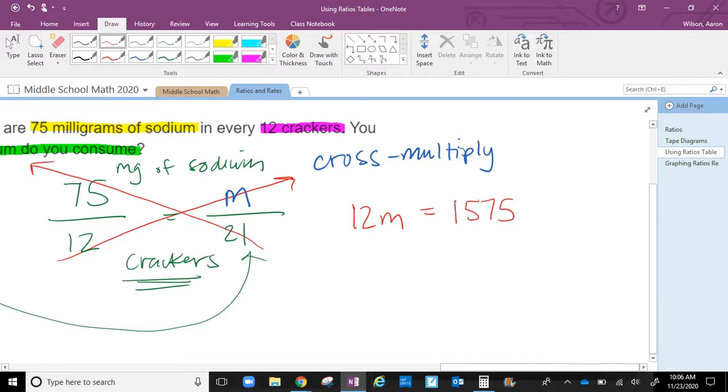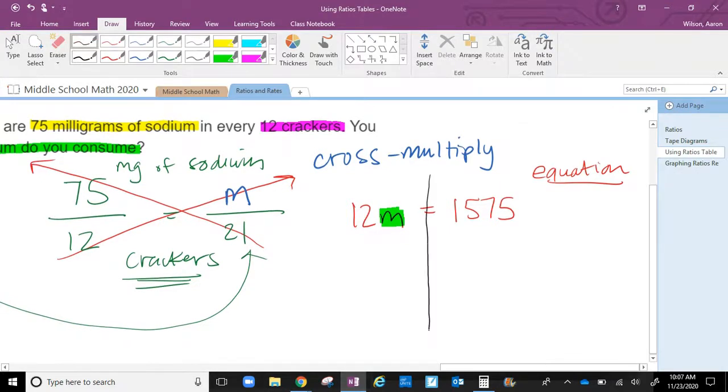Now these values are supposed to be equal, and the only way to figure out what M has to be is to solve this equation. This is called an equation, and we have to solve for our variable, and our variable is M for milligrams. So how do we do this? Well, I like to draw a line down the equal sign because this is nothing other than like a teeter-totter or a seesaw or a scale. The left side has to be equal with the right side. So 12 times the unknown amount of milligrams has to equal 1,575.